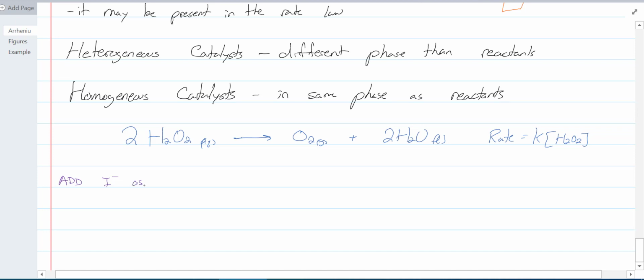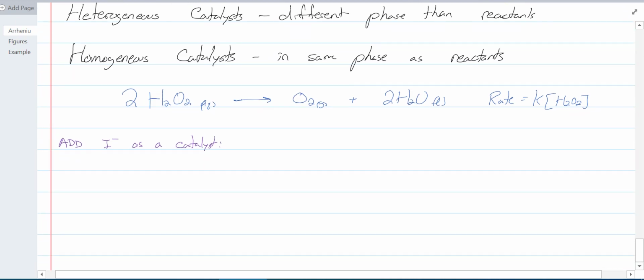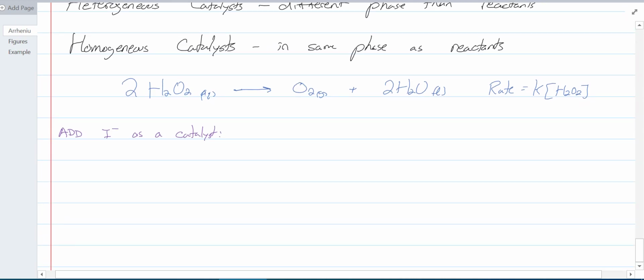Now if we add I minus as a catalyst, things happen. It's the same reaction, but a little different. It's a different way to get there. So we have H2O2 now plus I minus going to H2O plus IO minus, which is very much analogous to ClO minus. ClO minus is hypochlorite, so IO minus would be hypoiodate.